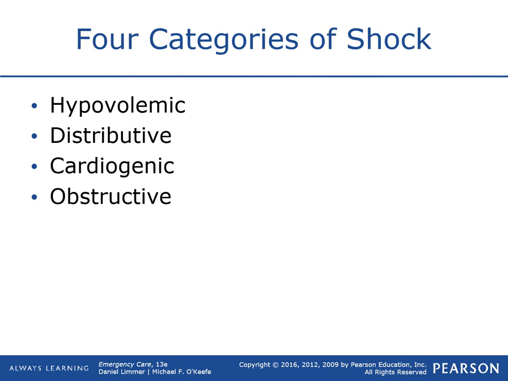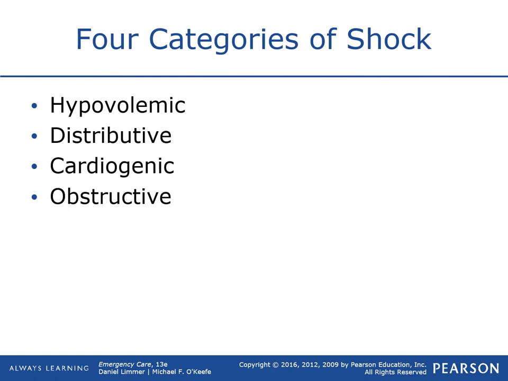So for some reason you have low fluid somewhere, whether that's bleeding, which is one of the most common forms of hypovolemic shock, or some sort of dehydration, say that you have been vomiting and have diarrhea for a very long time and you've pushed out all the excess fluid in your body, so now you don't have enough fluid in your body to fill your blood vessels. That's a form of hypovolemic shock.